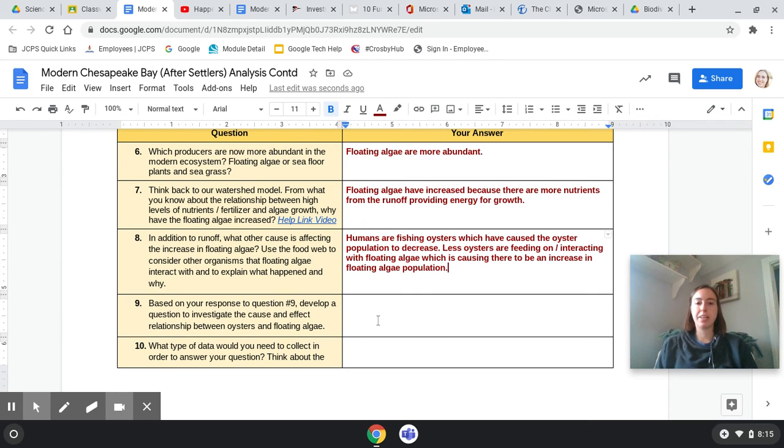Up next, we have question 9. Based on your response to question number 8, develop a question to investigate the cause and effect relationship between oysters and floating algae. So we need to come up with a question. What question can we investigate to find out more about this relationship between oysters and floating algae? Think about what questions we could investigate. Questions usually begin with what, how, why, when.